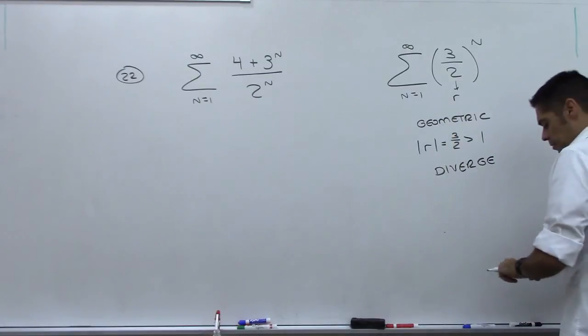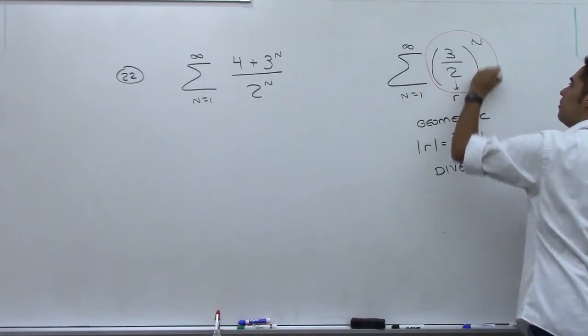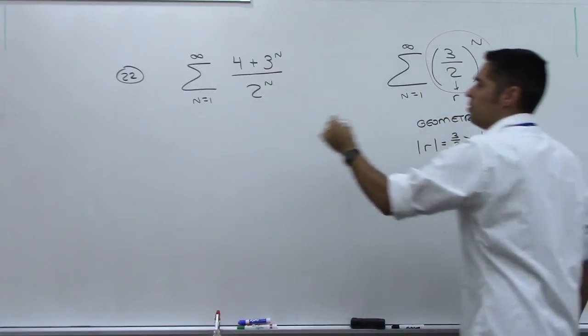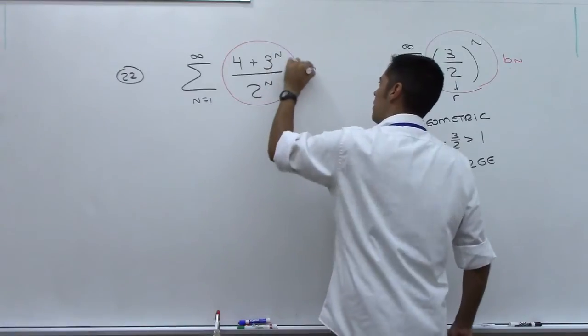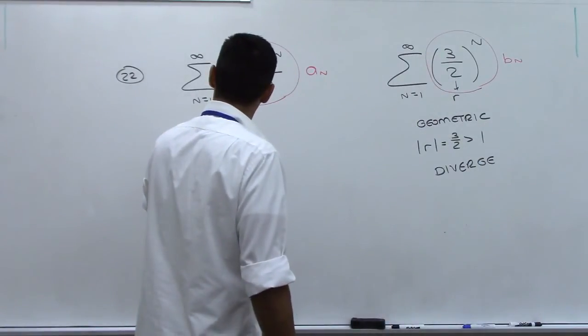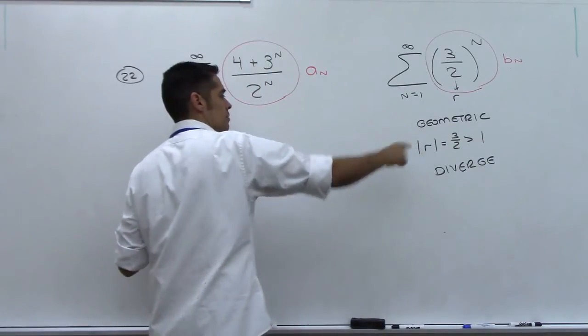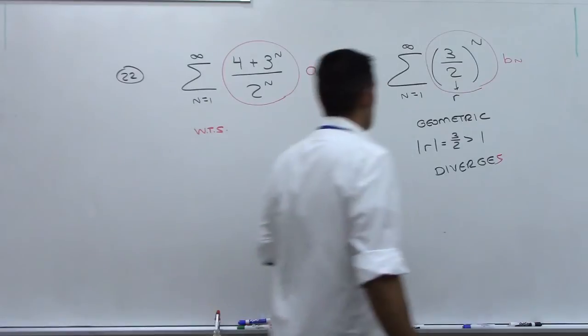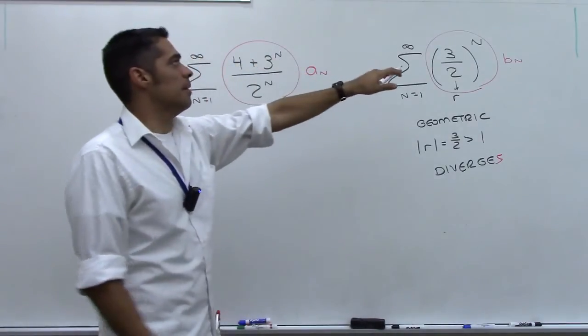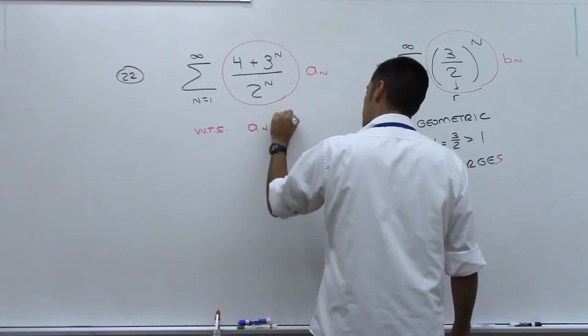So now I'm going to be comparing this thing, which is my b sub n, to this thing, which is my a sub n. And remember, what I'm trying to show now with the comparison test, since this one diverges, I need all of these to be a little bit bigger than those. So I need my a sub n's to be bigger than or equal to my b sub n's.